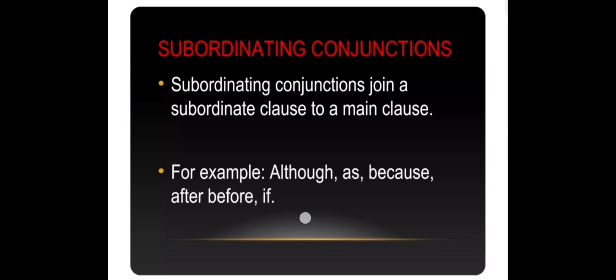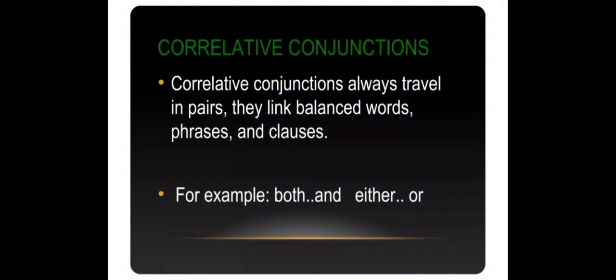Next we have correlative conjunctions. Correlative conjunctions always travel in pairs. It means they work in pairs. They will have two parts and they act as a conjunction, linking balanced words.